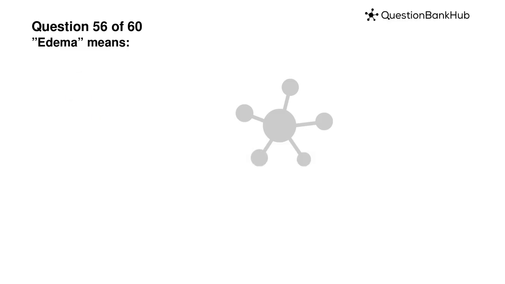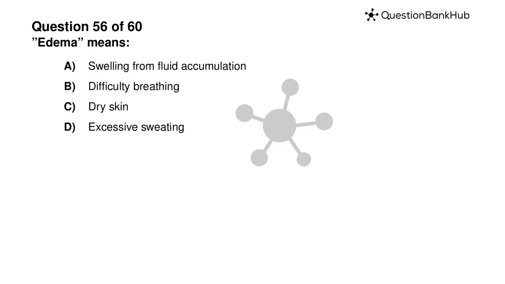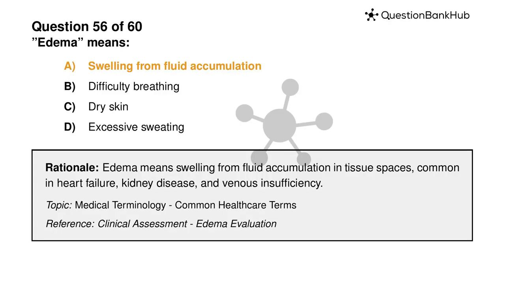Question 56. Edema means: A. Swelling from fluid accumulation. B. Difficulty breathing. C. Dry skin. D. Excessive sweating. The correct answer is A. Swelling from fluid accumulation. Edema means swelling from fluid accumulation in tissue spaces, common in heart failure, kidney disease, and venous insufficiency.